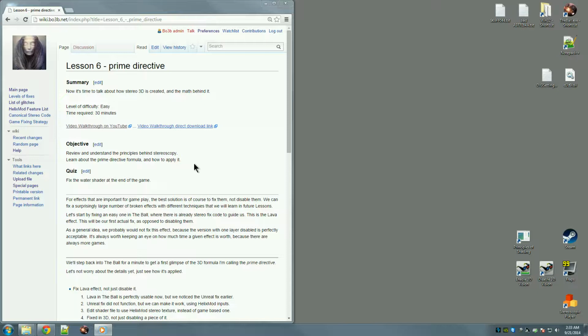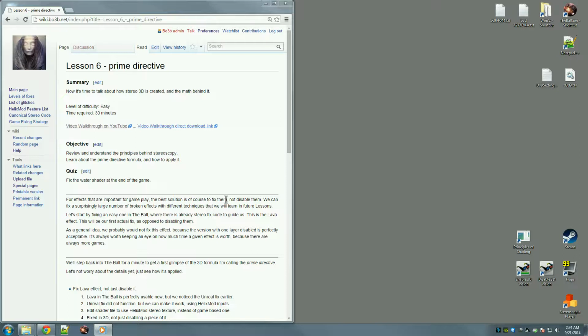So naturally, of course, when we are trying to fix a game, we'd rather fix the shaders than disable them. But there's always a time cost involved in actually fixing them, and disabling them is almost always quick and easy. So it's always a trade-off. And as a general idea, we probably wouldn't fix any of the effects in the ball beyond just one or two of them, because the game actually works pretty well with them disabled.